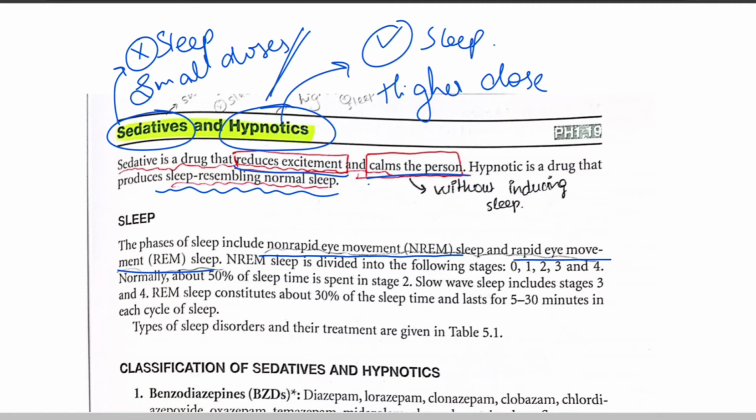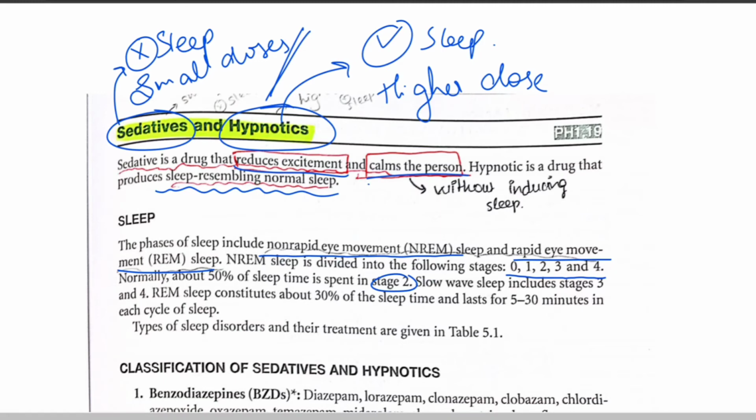The NREM, that is non-rapid eye movement sleep, is further divided into five stages: stage 0, stage 1, stage 2, stage 3 and stage 4. So they are divided into five different subclassifications. Normally about 50% of the sleep is spent in stage 2. The slow wave sleep includes stage 3 and stage 4.